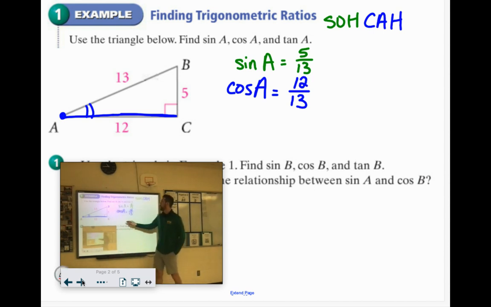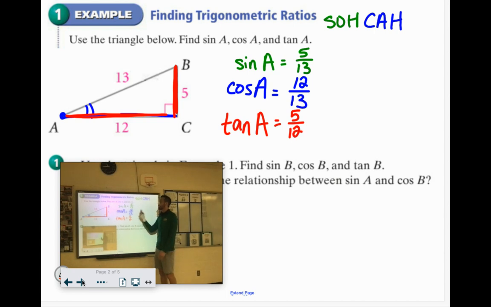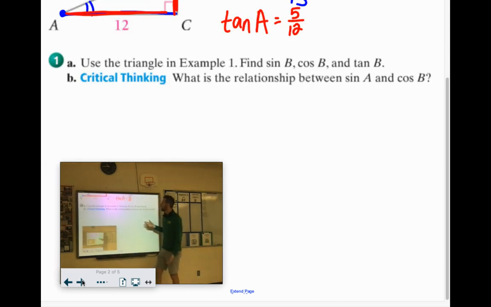And then tangent. Tangent is the opposite side over the adjacent side. So this opposite side is the side it's not touching over the adjacent side, which is the side between the angle and the right angle. So 5 over 12. You always have to make sure you reduce the fractions if you can. Okay?